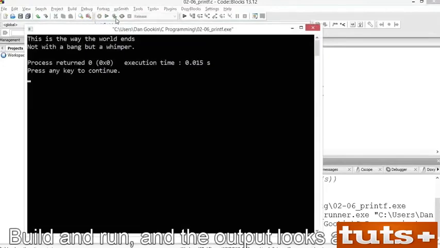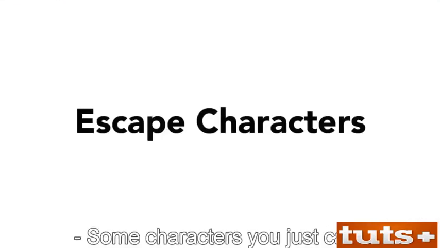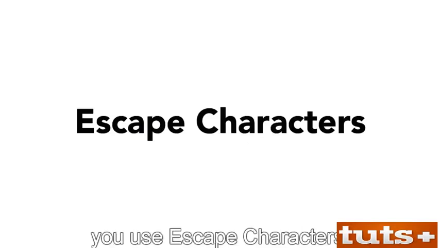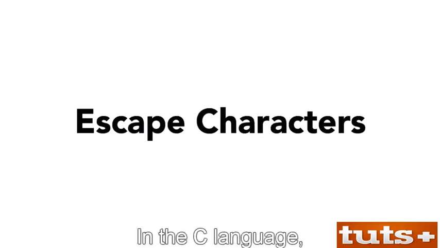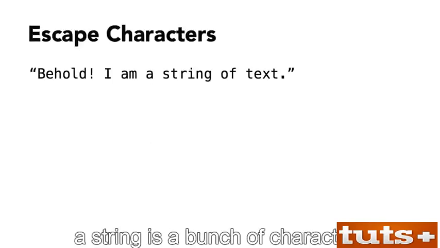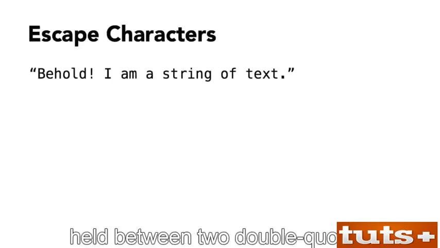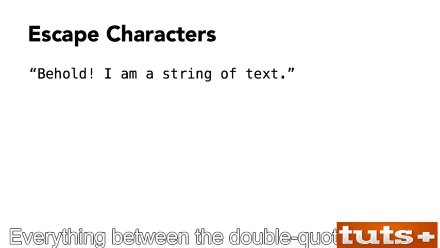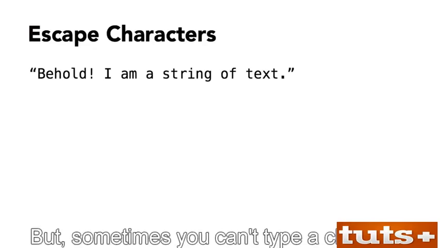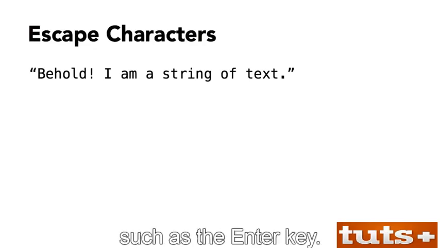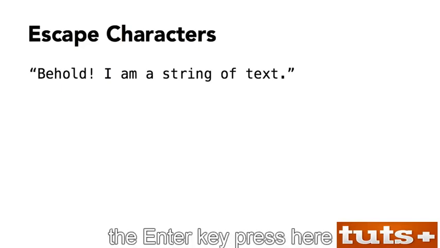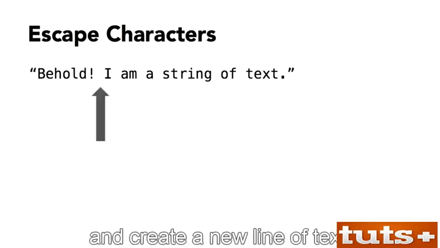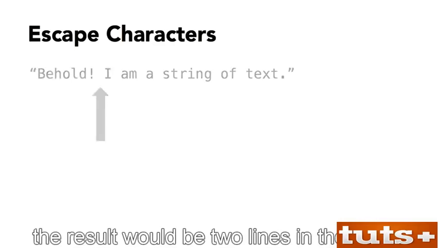Some characters you just can't put into a string. To sneak around this limitation, you use escape characters. In the C language, a string is a bunch of characters held between 2 double quotes. Everything between the double quotes counts, but sometimes you can't type a character, such as the Enter key. For example, if you wanted to put the Enter key press here and create a new line of text, the result would be 2 lines in the editor, not the output.